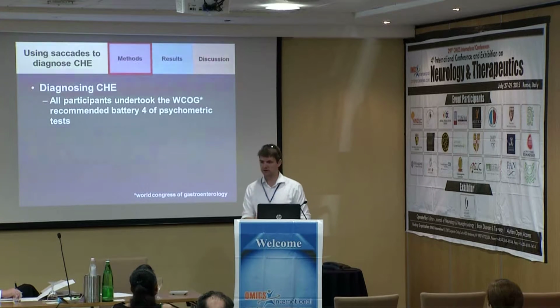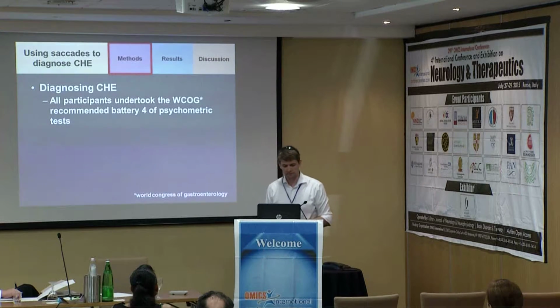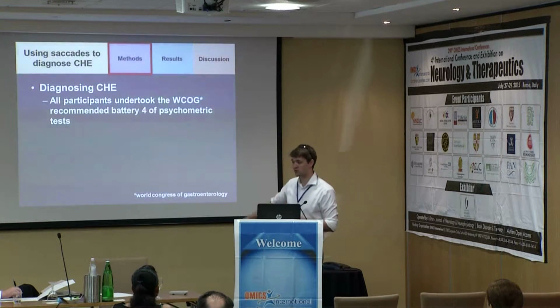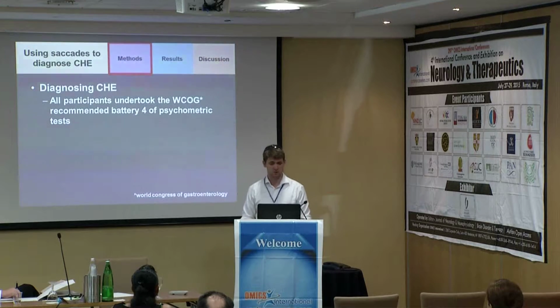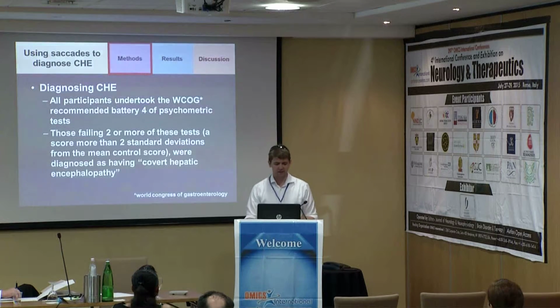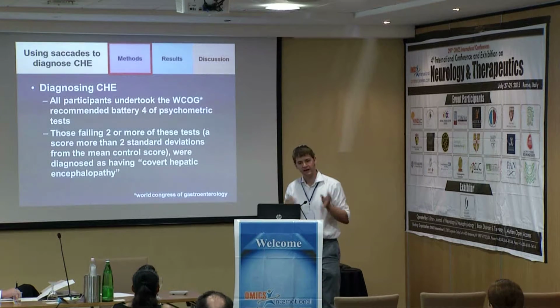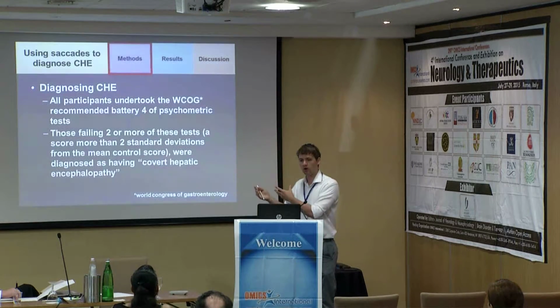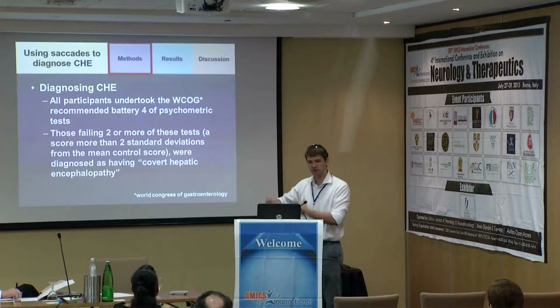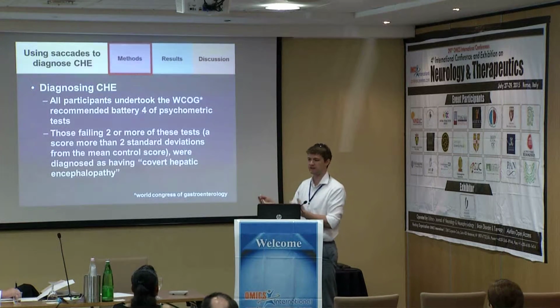Now, the World Congress of Gastroenterology recommends that we use 4 key diagnostic tests: the number connection tests, A and B, the digit symbol test, which is the one we saw on the right, and also a block design test as well. And it's kind of complicated. The wording isn't particularly good, but basically, if you fail 2 tests or more, then they say you're likely to have this subtle cognitive impairment or covert hepatic encephalopathy.